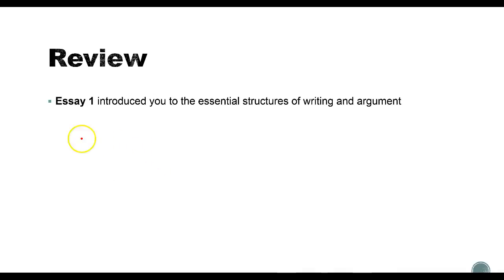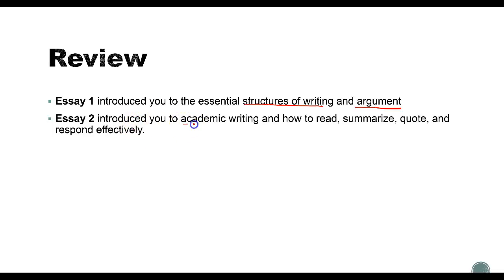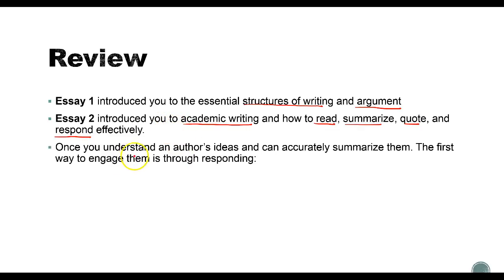So let's start with a brief review since we're at the beginning of a new unit. In Unit 1, leading up to Essay 1, I introduced you to the structures of writing, different types of writing, and we talked about argumentation and how to make an effective argument. Then in Essay 2, we talked about academic writing and how to read, summarize, quote, and respond effectively to sources. So when you're engaging in an academic dialogue and you want to do some academic writing, first you need to understand an author's ideas and accurately summarize them, and then you'd respond to them.